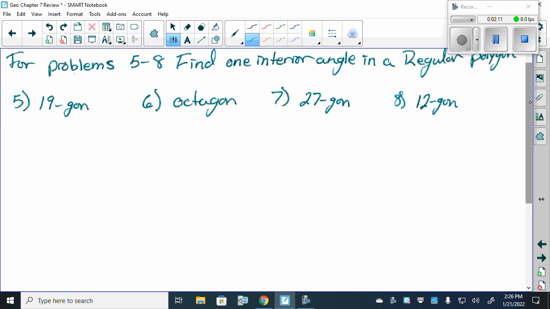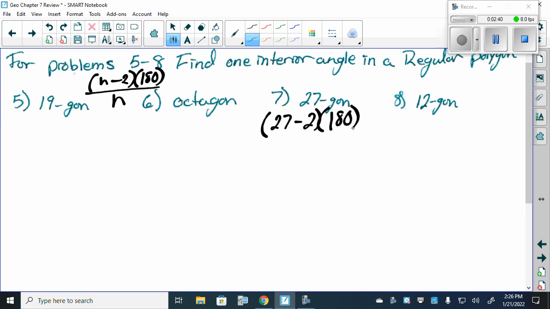Now the next one asks for one interior angle of a regular polygon. Well, we'll use a similar formula for this here, our n minus 2 times 180, because that'll give us the sum of the interior angles. And if we divide it by n, the number of sides, because all the angles are going to be congruent, it'll give us one angle in a regular polygon. So if we say 27-gon, I can say 27 minus 2 times 180 divided by 27, because all the angles will be congruent.